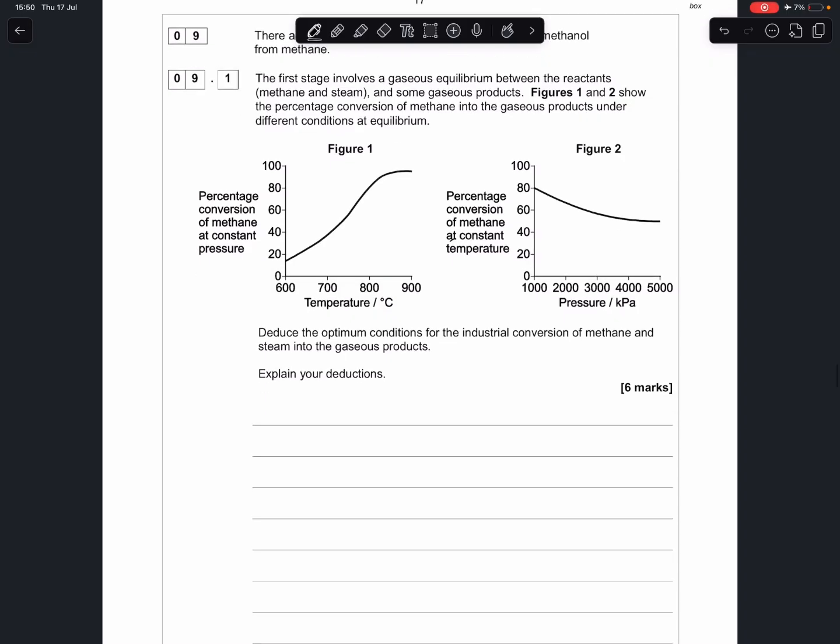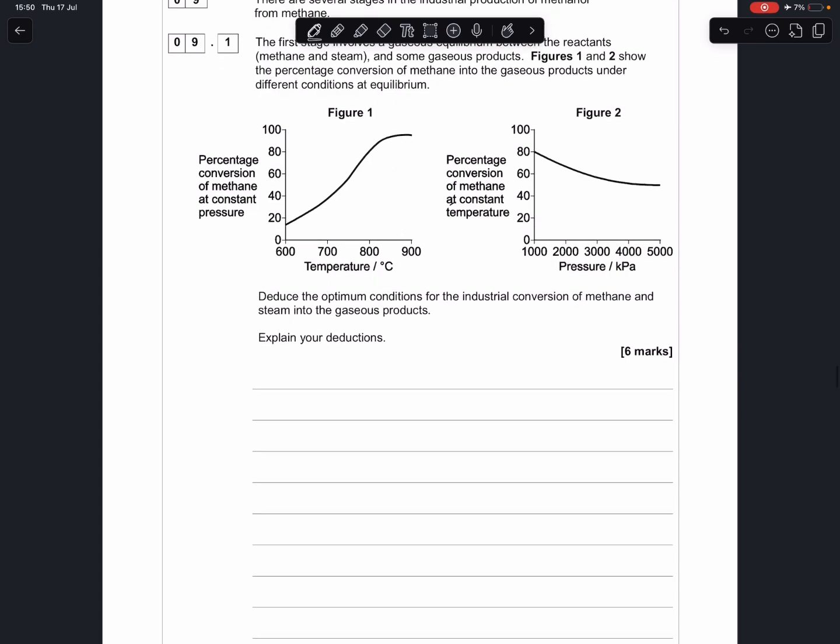So here we've got the percentage conversion of methane at a constant pressure, but we're changing the temperature. And as we can see, as temperature increases, our percentage conversion, or our yield, increases, but then it plateaus here at about 880 degrees Celsius. And then here we see the percentage conversion of methane to our methanol, again, and the gaseous products, and we see that it decreases over time as pressure increases. So as our pressure increases, our yield decreases.